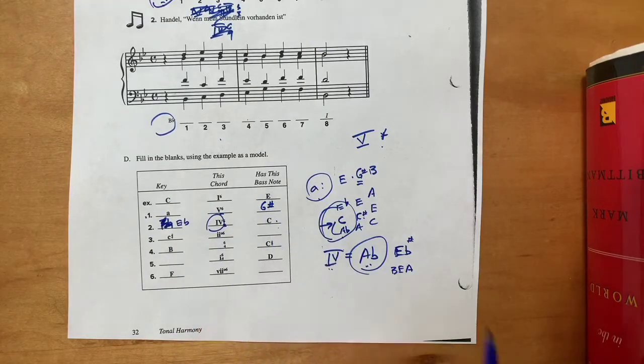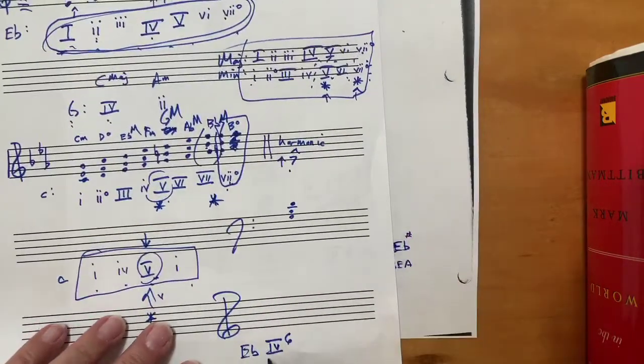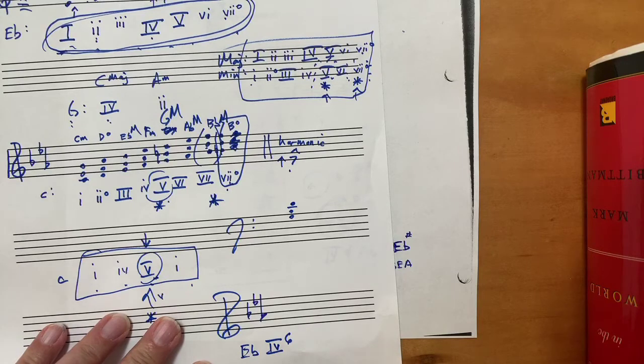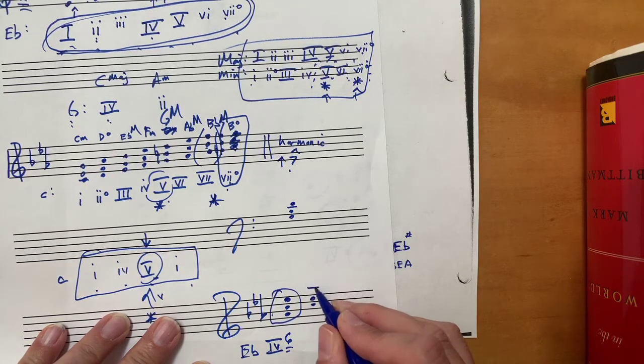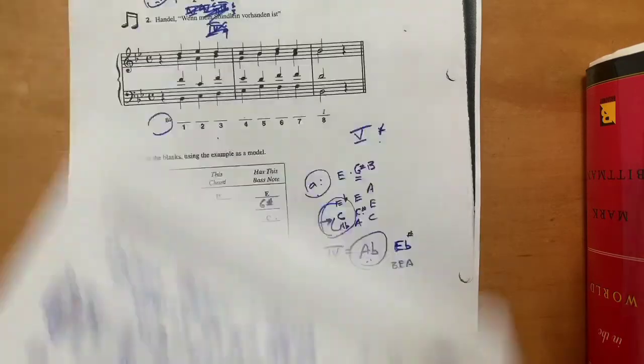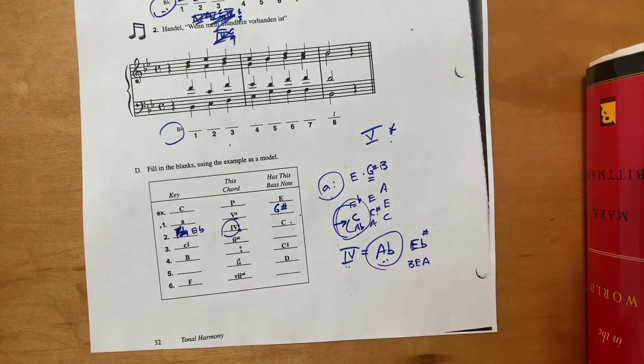We have to figure out what the bass note is. So E flat major, B flat, E flat, A flat, it's the key signature. The fourth note of the scale will be A flat, C, E flat. This, however, is root position. We need first inversion, so C, E flat, A flat. Therefore, the bass note would be C. And that's what we get over here.